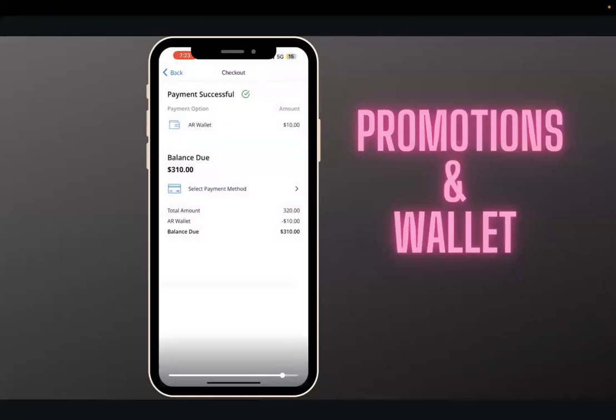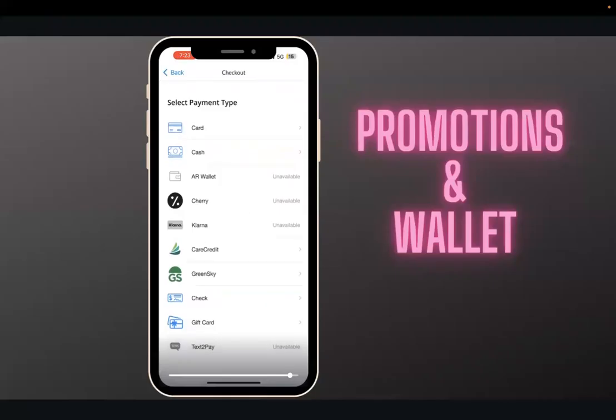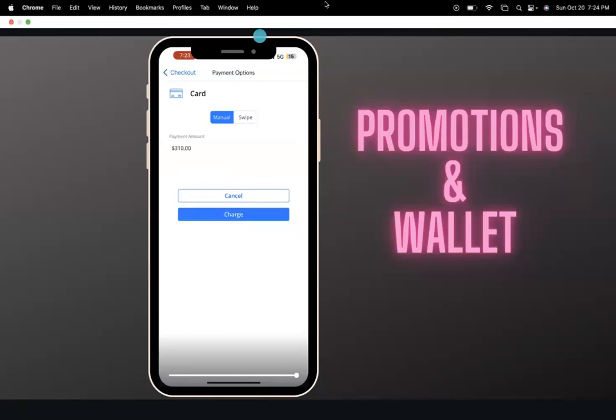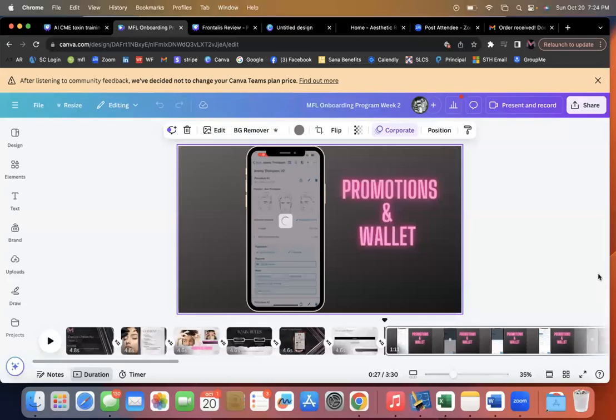So now, instead of owing that $320, that patient just owes $310. I would then click on select payment method one more time, and then click on credit card or however the patient wants to pay the remaining balance. I'm going to click on charge, and then I would type in the patient's credit card number. Any questions about that so far?